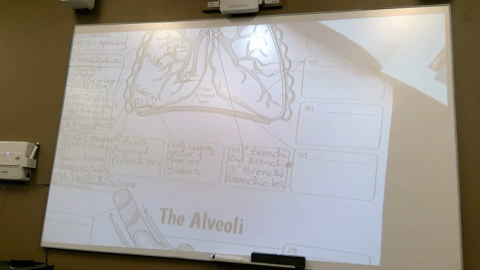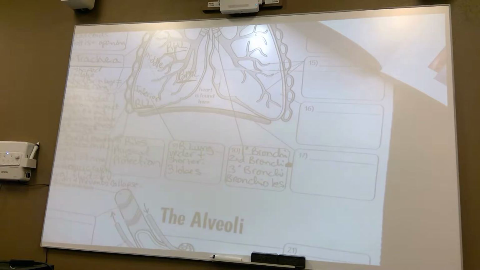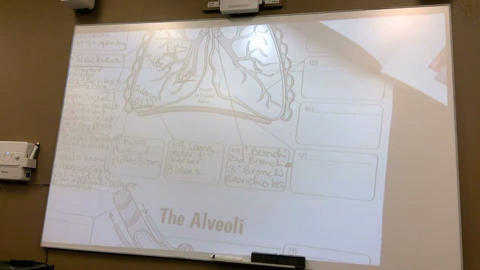Remember, we talked about arterioles. That's the baby arteries. So these are the baby bronchioles. We'll look at those in the next picture down here in just a minute. So you do have to memorize those.